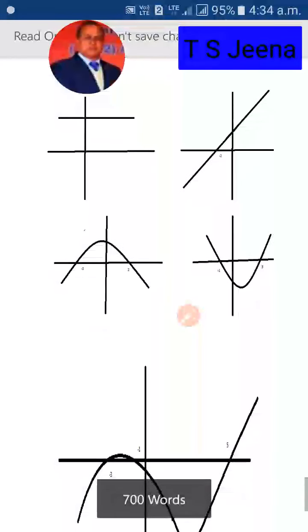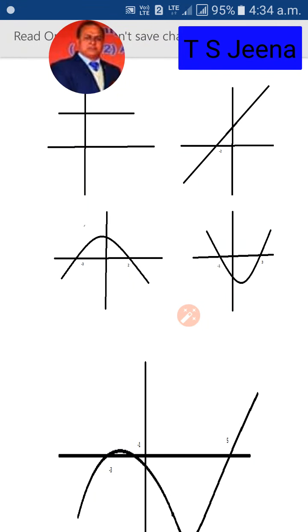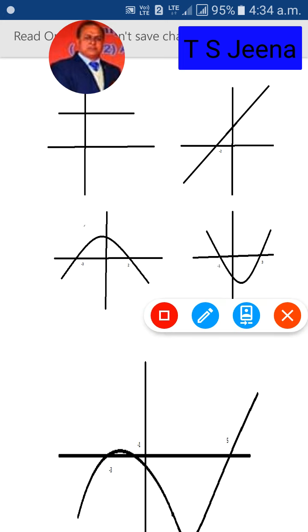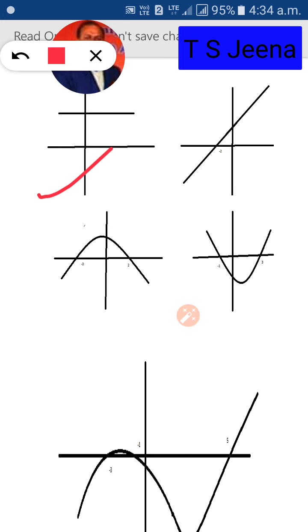In this graph, this is a constant polynomial and it is not intersecting the x-axis, so it has no zero. This one is a linear polynomial. It is intersecting at one point, cutting at -1, so -1 is the zero of the polynomial.